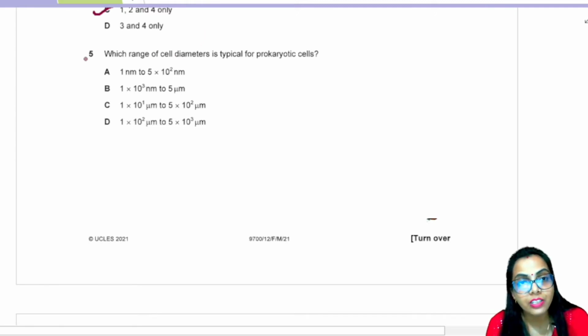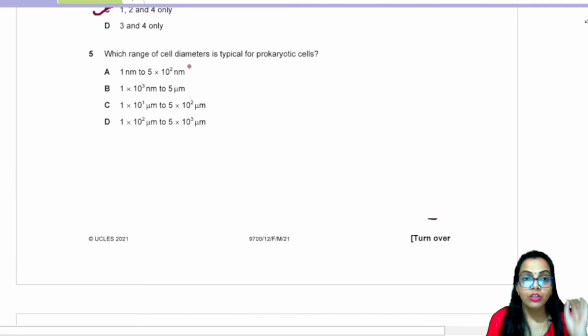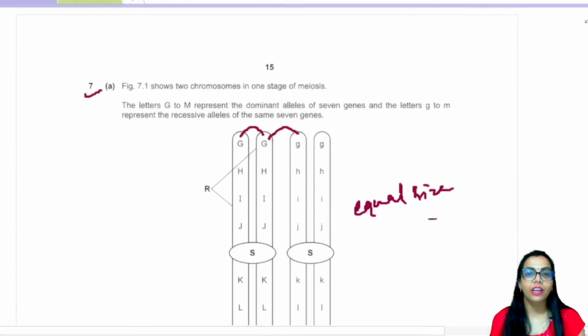Which range of cell diameter is typical for a prokaryotic cell? We know that prokaryotic cells are very small. So the smallest is this, 1 into 10 raised to power 3 nm to 5 micrometer. So this will be the correct answer. Now move to the second question.